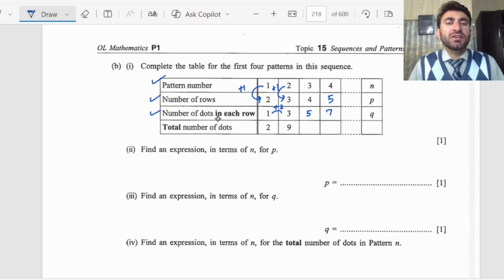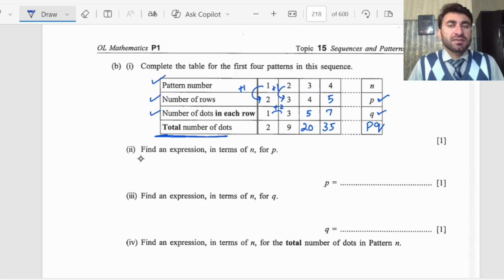Then it is the total number of dots, and as we can see the total number of dots will be the product of number of rows and the number of dots in each row. So the first two are filled, like 2 times 1 it is 2, 3 times 3 is 9, then it is 4 times 5 which is 20, and 5 times 7 it is 35. And if the number of rows is p and the number of dots in each row is q, then the total number of dots shall be pq.